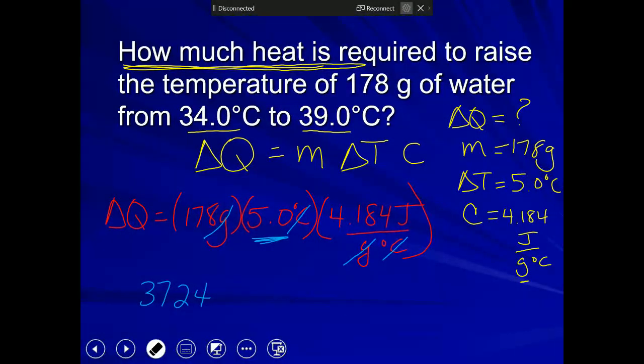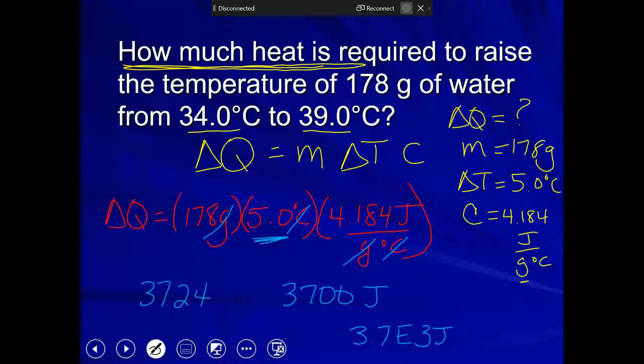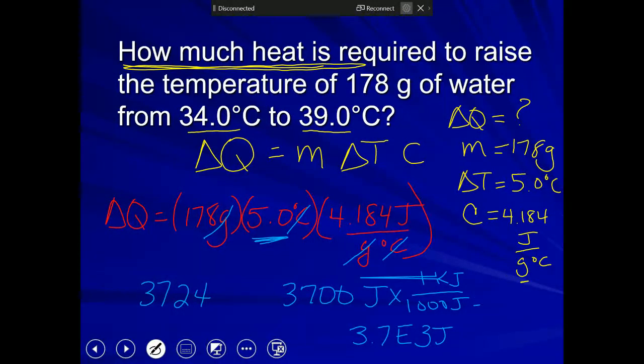I'm going to make it 3,700. And that's going to be joules. Or if I want to put it into scientific notation, I could do 3.7 times 10 to the third joules. I could also be asked to put this in other units, like kilojoules, in which case I would need to do a little conversion. There's 1,000 joules in a kilojoule, and then I would get 3.7 kilojoules.